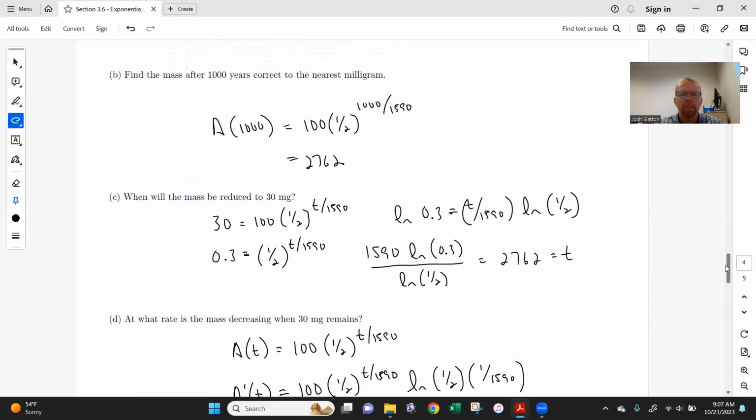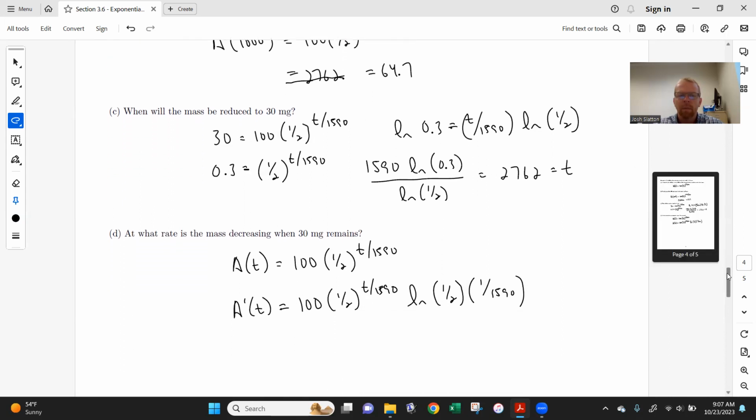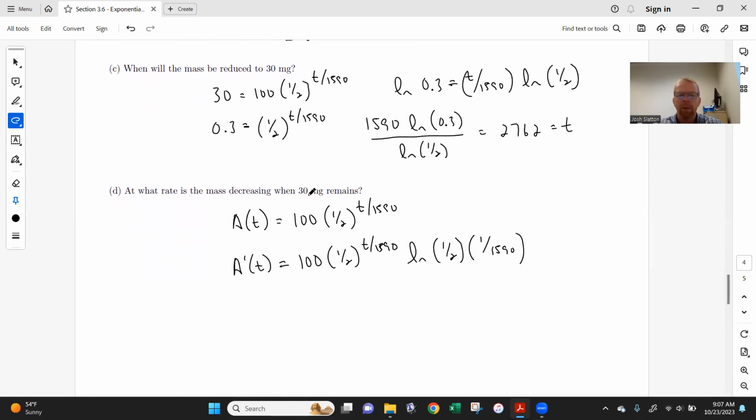Okay, I just noticed this up here is not that. I looked at the wrong spot. That is 64.7. Now, at what rate is the mass decreasing when 30 milligrams remain? We found up here that that is at t equals 2762. So we just need to find A prime of 2762. And plug that in the calculator, and we get 0.01308. Okay.